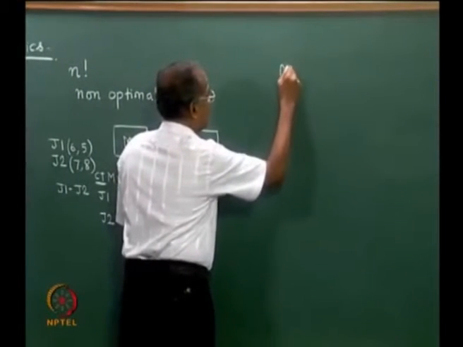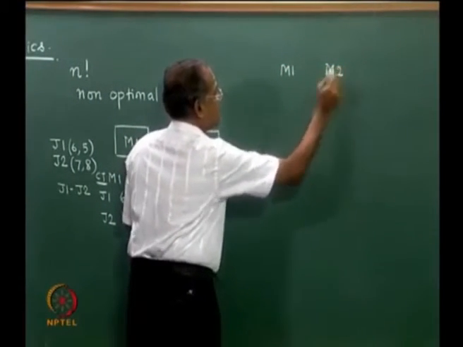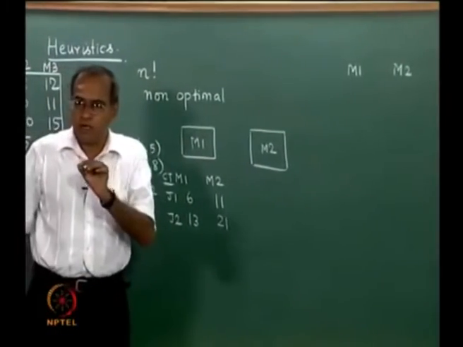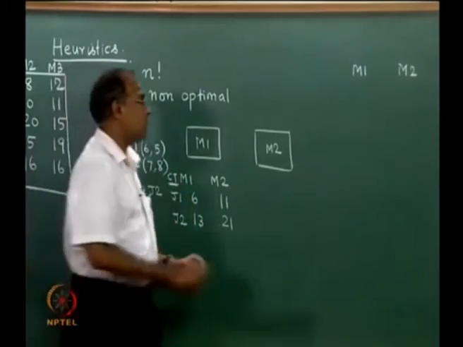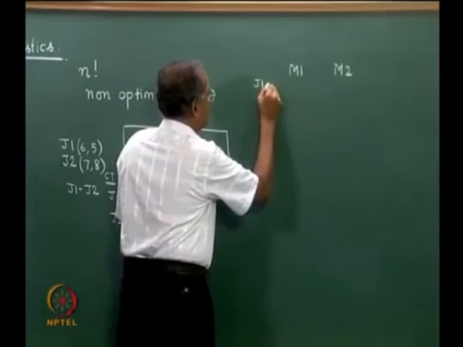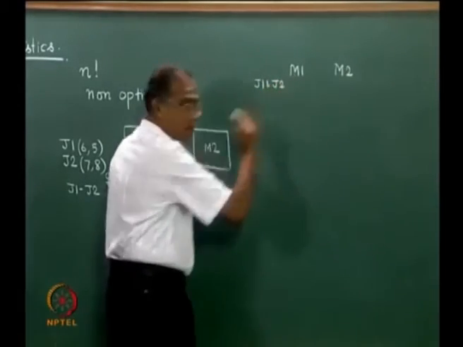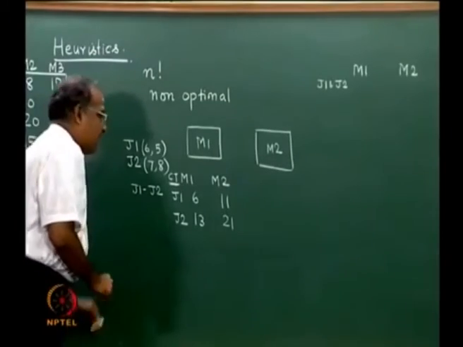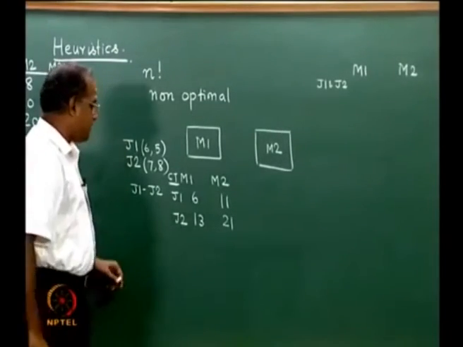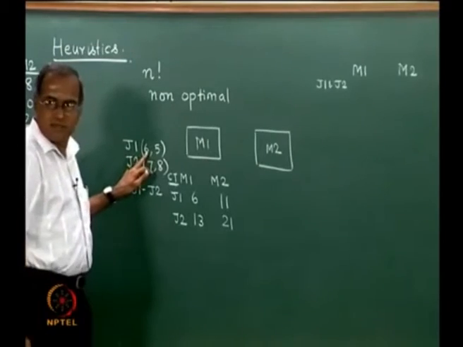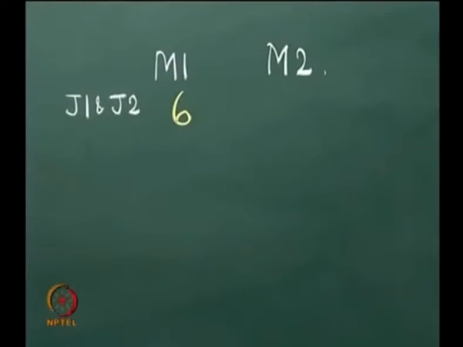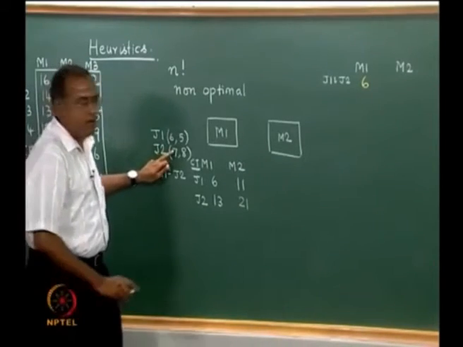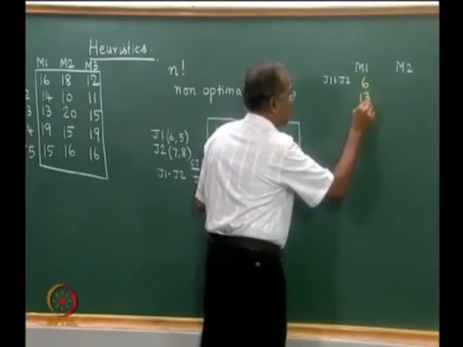We will first look at M1 and then we look at M2. Let us assume on M1 the sequence is J1 followed by J2. So, in M1 we first start with J1, which takes 6 time units, so it comes out at time equal to 6. Now, J2 enters M1 at time equal to 6, therefore it will come out at time equal to 13.